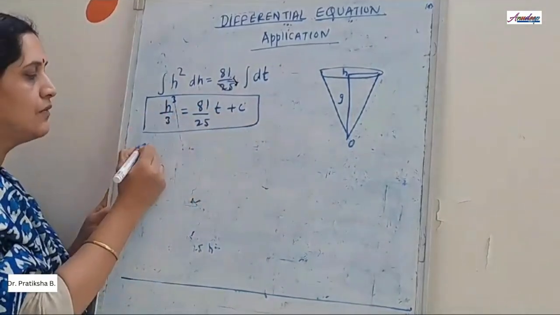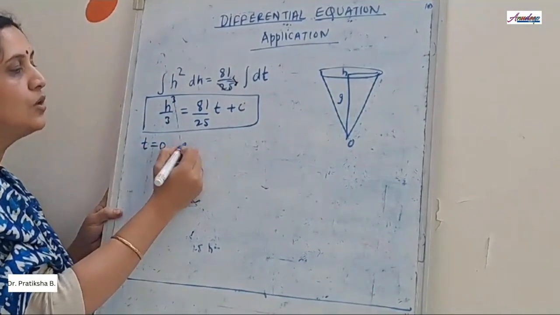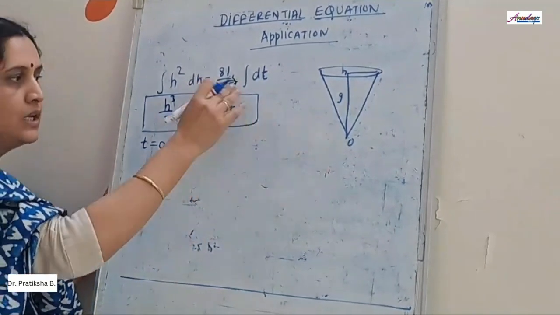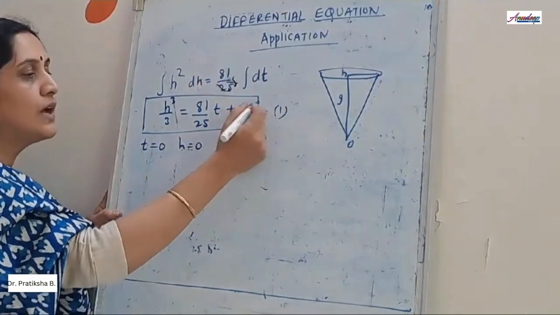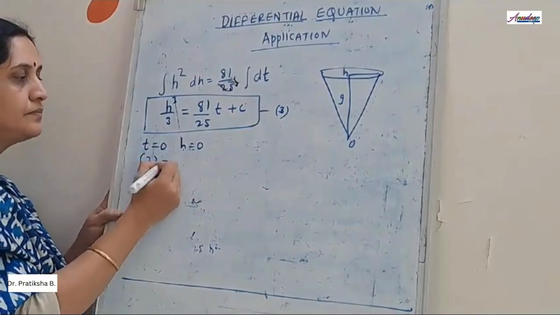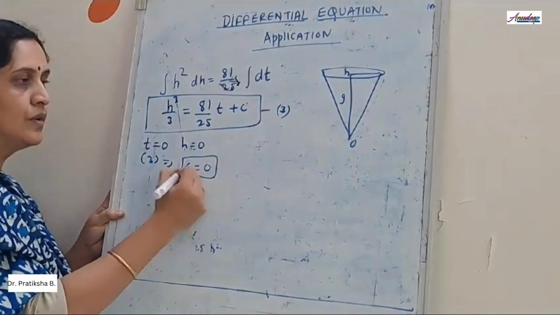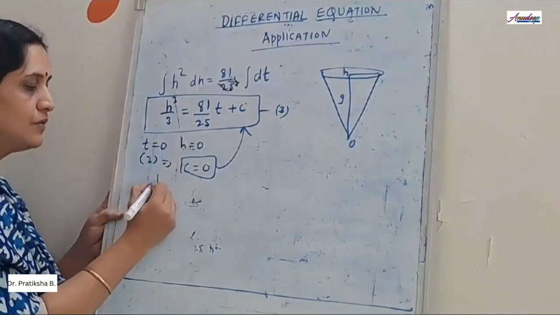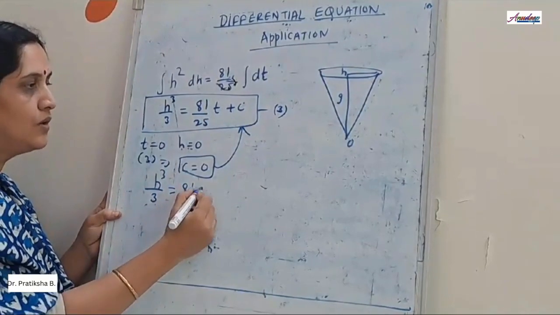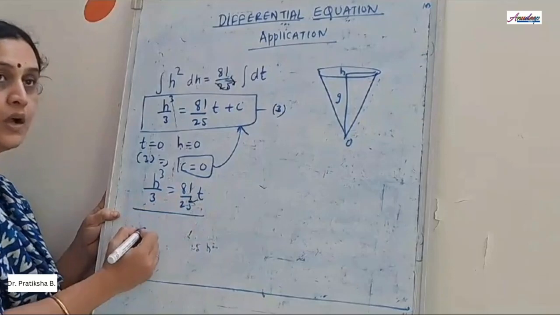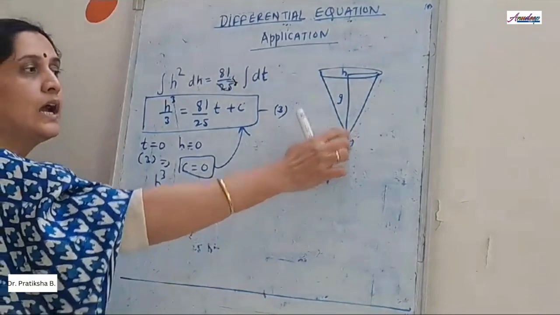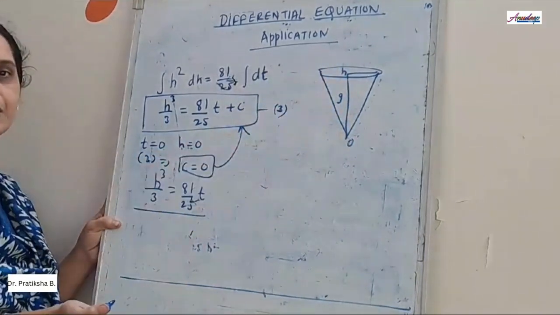So initially at time t equal to 0, the value of h is also 0, right? We are starting from here. There was no water and we started pouring it. So when I substitute this value in this equation, let me call it equation 3, we get c is equal to 0. So keeping this value in this equation, we get h cube upon 3 is equal to 81 upon 25 into t. Now we need to figure out at what time the vessel will be completely filled. So when height reaches 9, then the vessel will be completely filled, right?